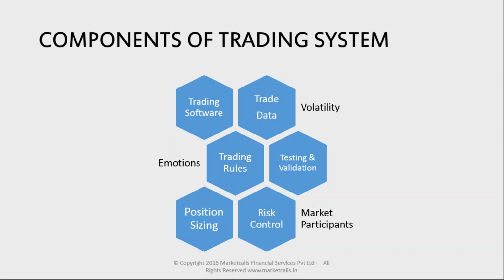So there is no point in asking which is the best software I can use. There is no such question. The question itself is wrong. Let's say I have a system which has an edge in the market. If I implement the same rules in AmiBroker and NinjaTrader, the output is again going to be the same thing, right?